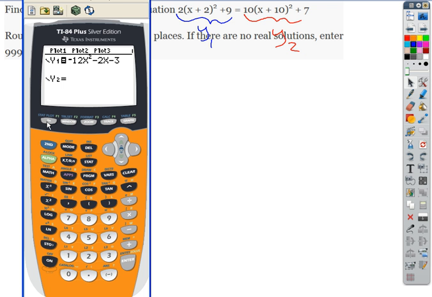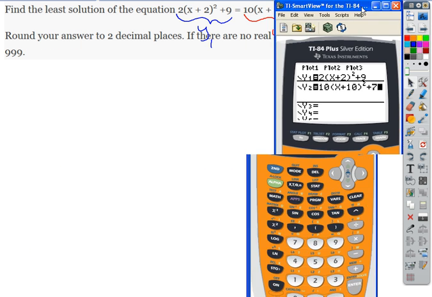Go into y equals, clear that out, and I've got 2 times the quantity x plus 2 squared plus 9. Okay, there's the first one. Go down, second one. I've got 10 times quantity x plus 10 squared plus 7. Okay? Now I got to get this thing graphed where I can see it well.